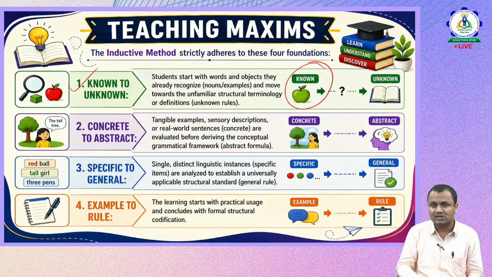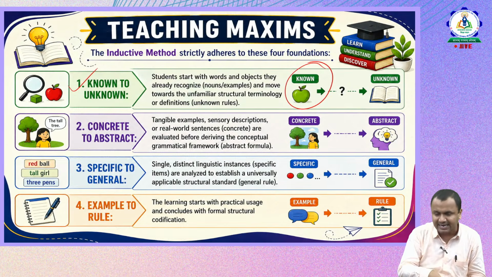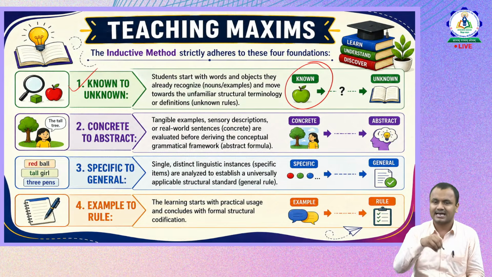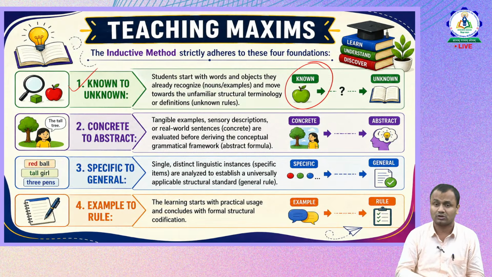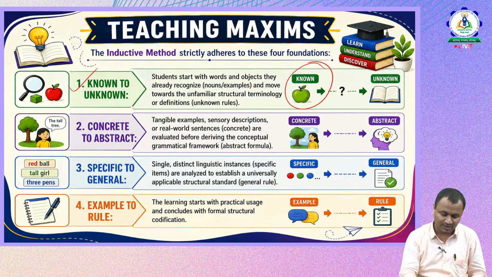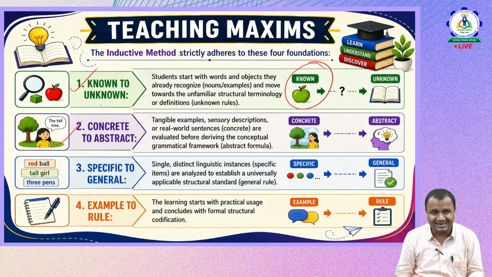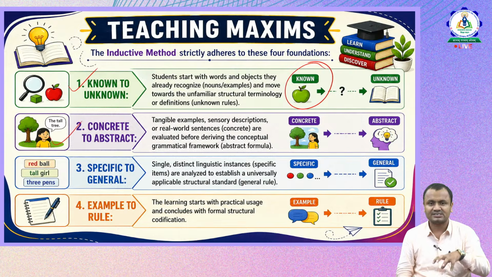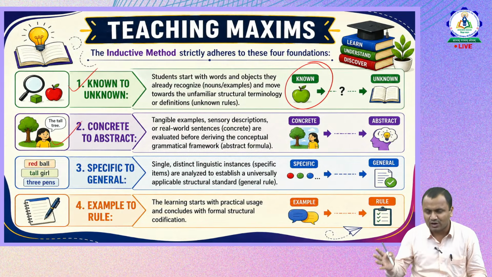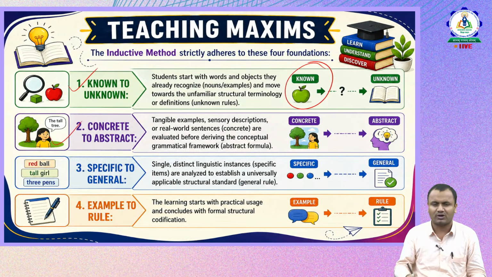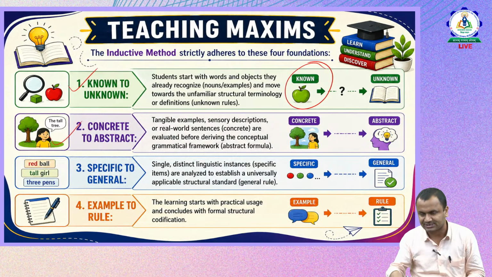So we will start from concrete objects that can be seen and touched, and then lead to the abstract idea, the abstract grammatical rule or the abstract vocabulary. So it goes in the direction of concrete to abstract. Concrete means those things on which our senses can work. Real world objects are concrete objects, and grammatical rules and vocabulary are all abstract formulas for the student. So we have to lead from the concrete to the abstract.